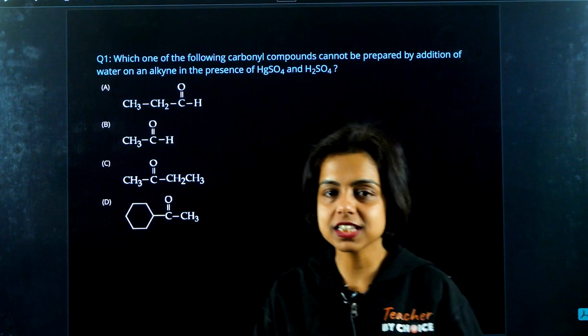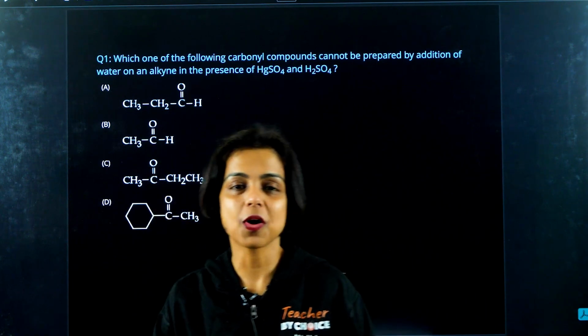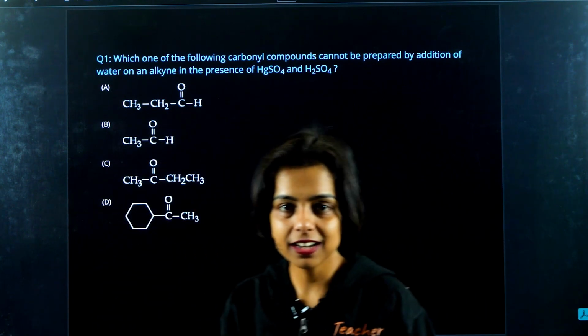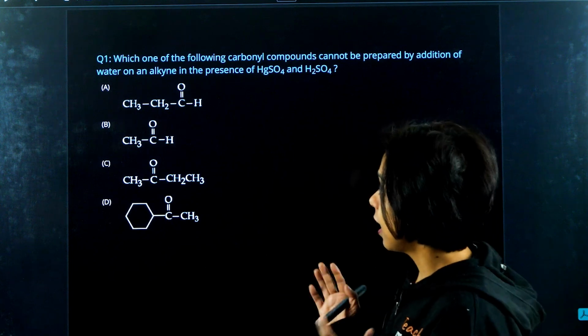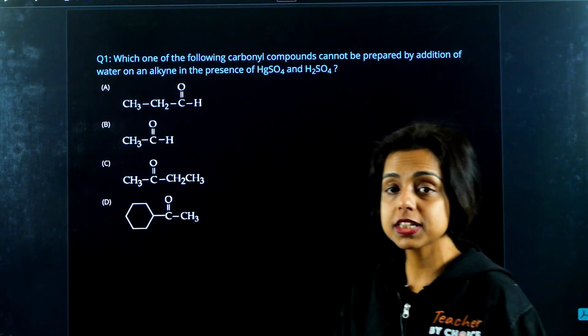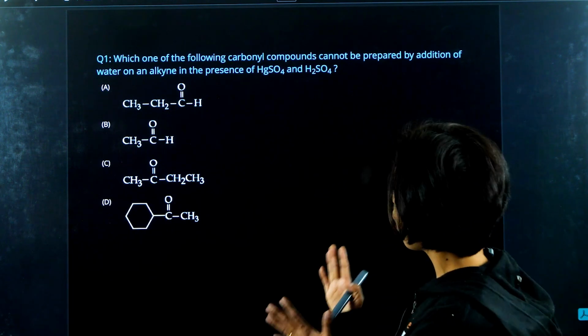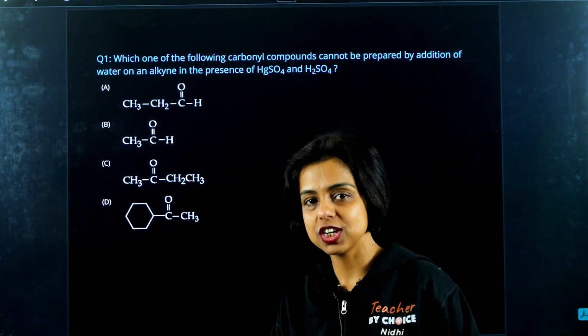Hello everyone. So let us now discuss the chemistry portion of your JEE Mains mock test number 5, right? So let's start with the very first question. As you can see, which of the following carbonyl compounds cannot be prepared by the addition of water on alkyne in the presence of H2SO4 and HgSO4?